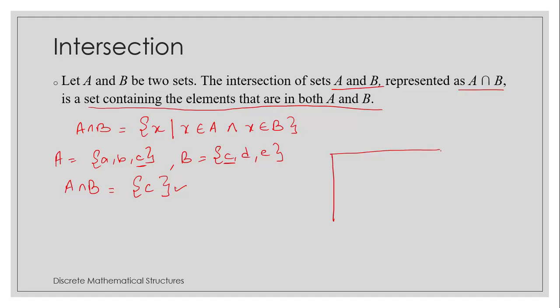Now to represent intersection using a Venn diagram, this is set A, set B, and this shaded area represents A intersection B.